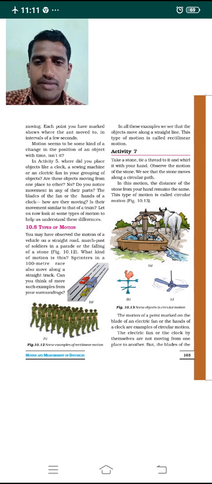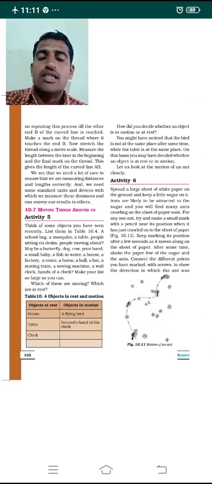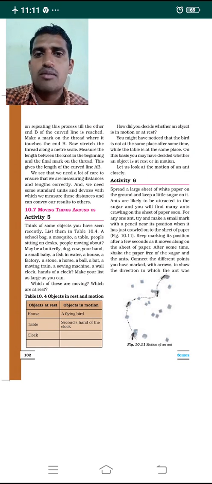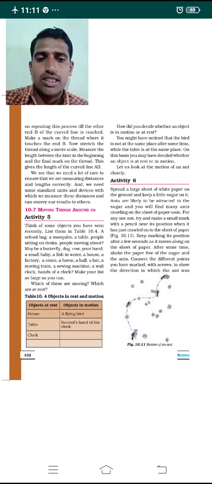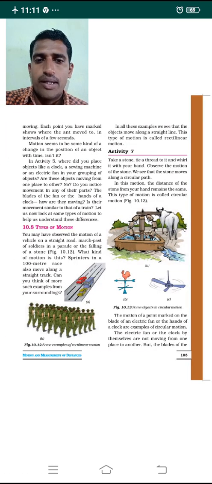So dear students, in the previous class I was explaining about the moving things around us. We made a list of many things. Among them we segregated them as the things which can move and the things which are at rest position. Then we also understood the activity of an ant to see in which direction the ant moves. Okay, such a simple activity we have done.